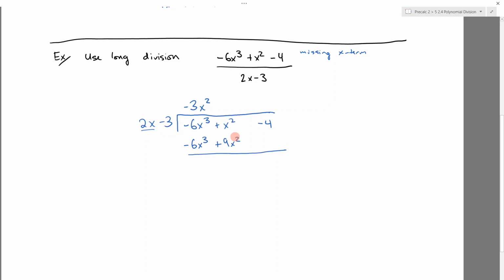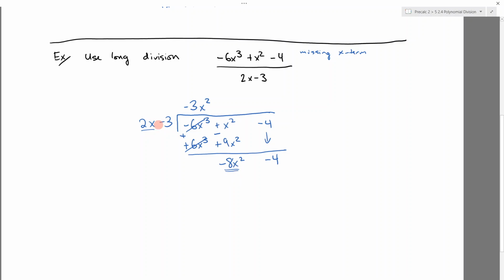Make sure the powers line up. Then we subtract everything. So subtracting a negative becomes adding a positive. So this cancels out, as it should. And x squared minus 9x squared gives me minus 8x squared. And the minus 4 comes down.